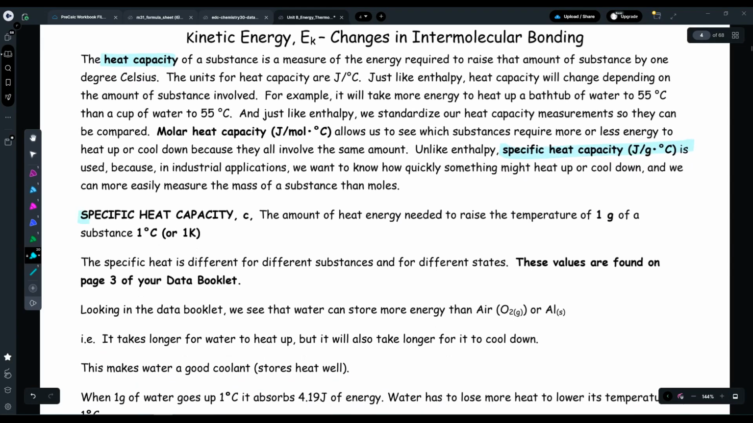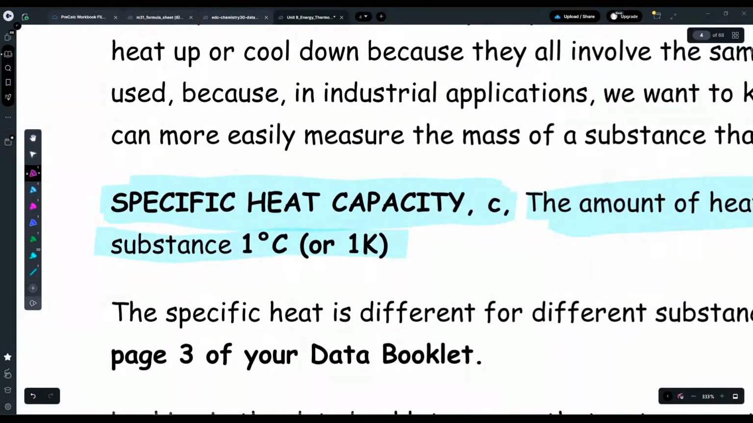Okay, so specific heat capacity, the variable that we use to represent it is a lowercase c, and it is the amount of heat needed to raise the temperature of 1 gram of a substance 1 degree Celsius. Okay, actually, there's a typo here. Or 1 degree Kelvin. So 1 degree Kelvin is not equivalent to 1 degree Celsius, so make sure that you cross that out.